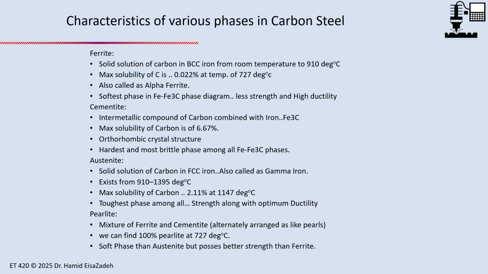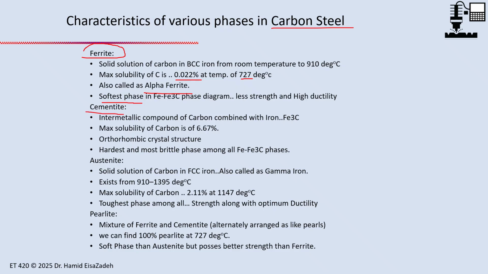I mentioned several phases in the iron carbon steel phase diagram. Here is a summary of their characteristics. For example, ferrite is a solid solution of carbon in BCC iron from room temperature to 900 degrees Celsius. The maximum solubility of carbon in iron is 0.22% at a temperature of 700 degrees Celsius, and this is called alpha ferrite. This is a soft phase in the iron carbon phase diagram.